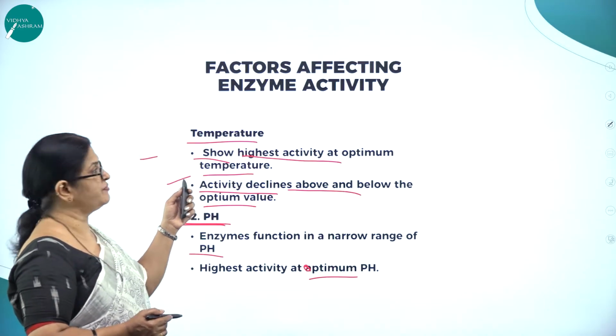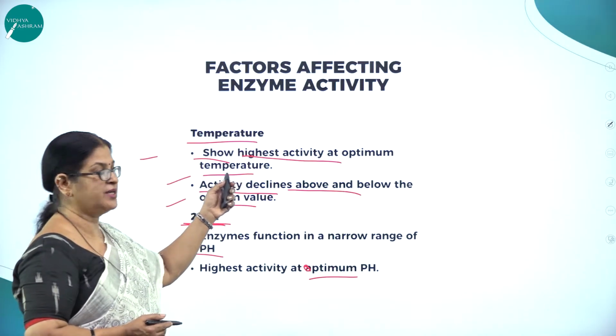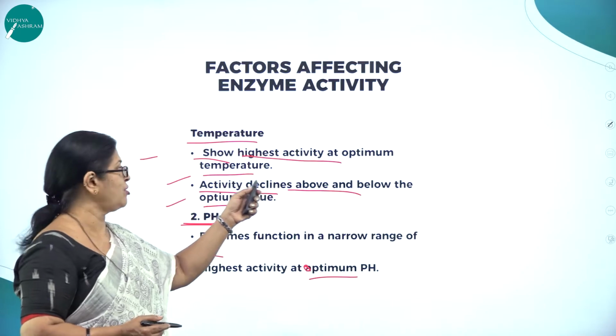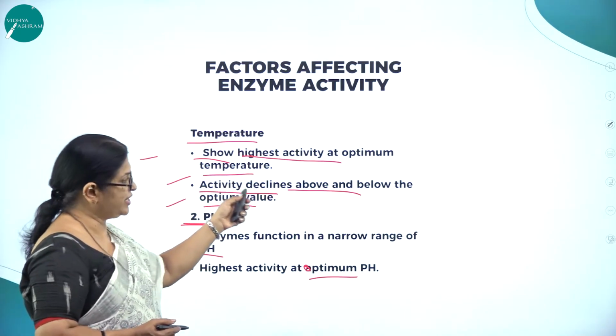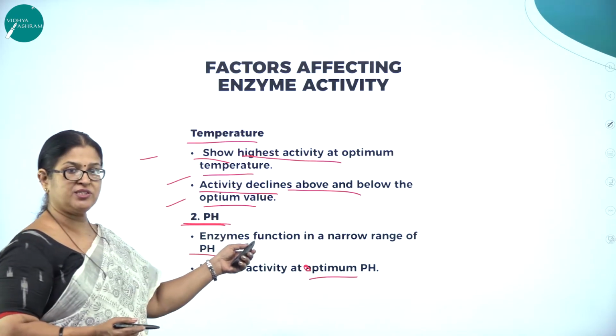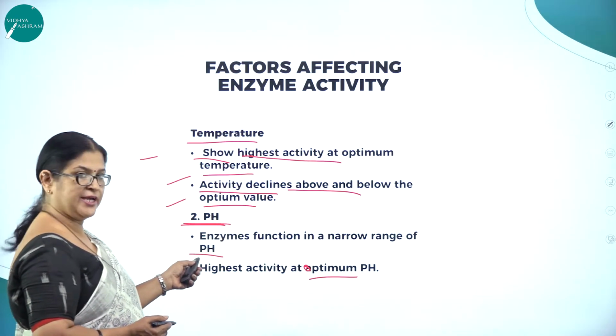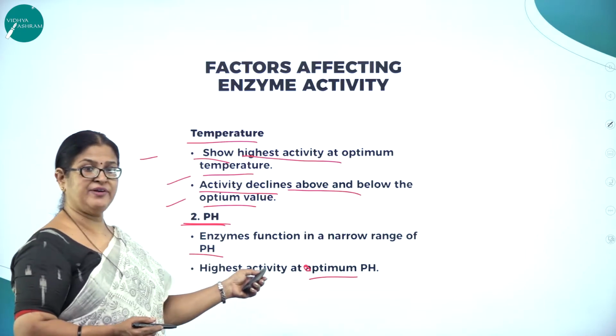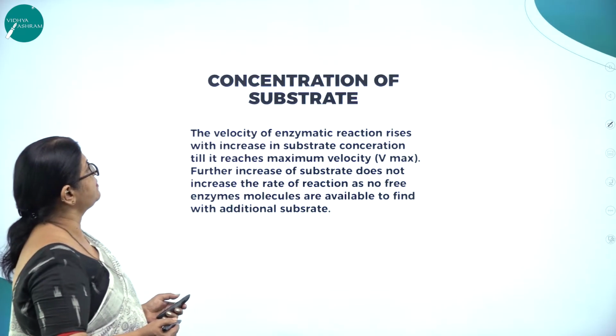So what are the factors affecting enzyme activity? One is temperature. As we know, enzymes show highest activity at optimum temperature. Activity declines above and below the optimum value. pH, enzymes function in a narrow range of pH. Then highest activity at optimum pH.